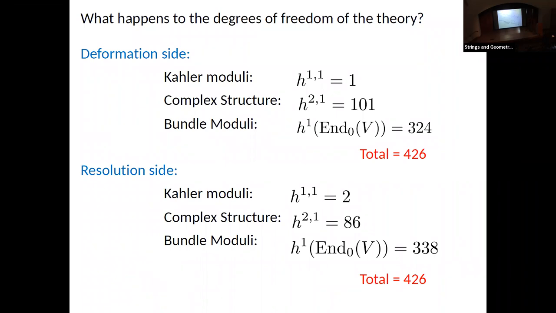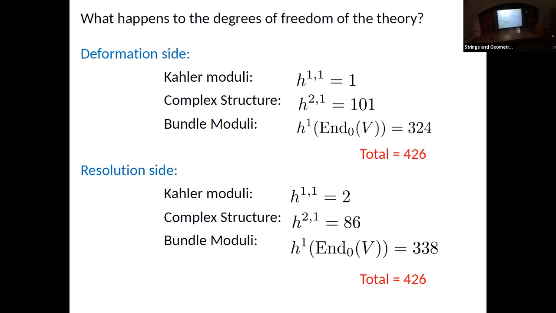It's important only to show you this slide, which is what happens to the states of the theory. Here I focused on the singlets, but I can talk about the charge matter as well. In this theory, I begin with the quintic, which has Hodge numbers 1, 101. And I also have singlets coming from the choice of vector bundle, in this case, 324. So a total of 426 singlets to begin with in the theory.